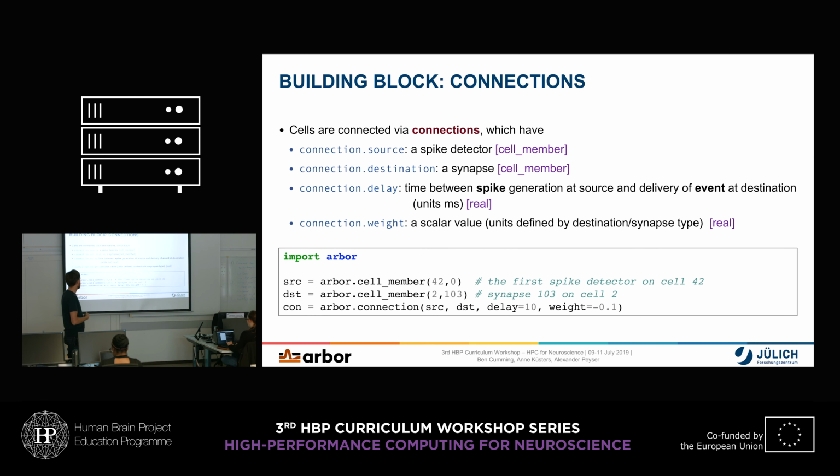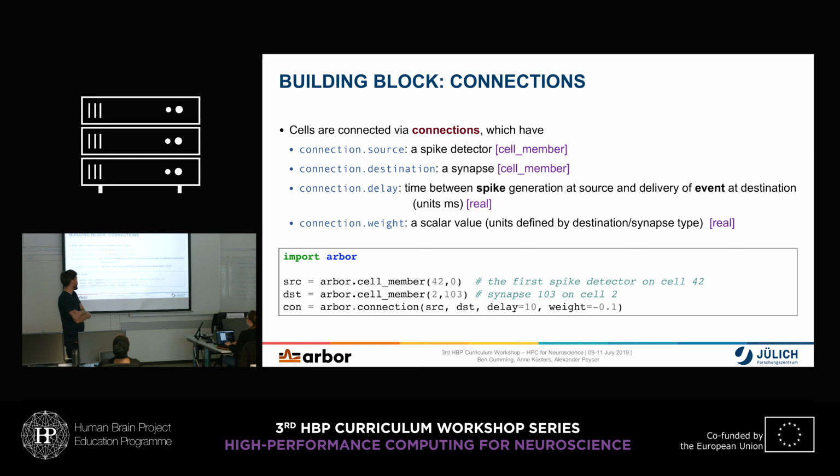The next thing we have to do, once we've got a model with a bunch of cells, is connect them together. This is a very similar process to what we saw earlier with NEST, where we had to describe how to connect two cells together. In Arbor, we use what we call a connection, and every connection has a source, which is usually where a spike will originate. That will be a cell member, so it's saying the source for this connection is this specific cell and this specific spike detector on that cell. It has a destination, which is a synapse on another cell, where, when a spike is created, an event will be delivered to that synapse. And again, that's a cell member.